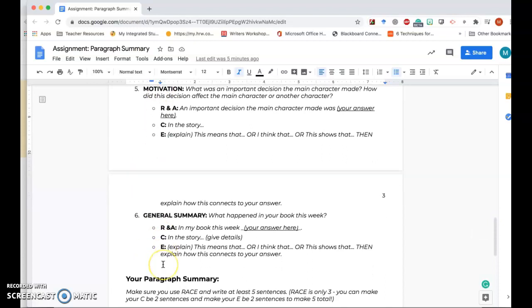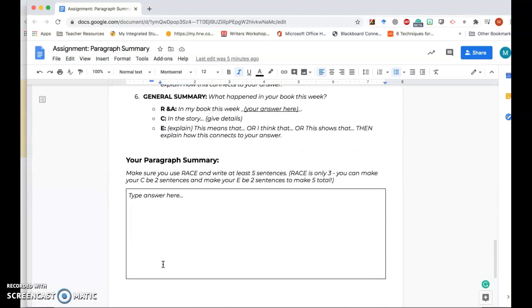You have 6 options. And you're going to write your answer here. Again, make sure it's only a total of 5 sentences. And then you're going to submit this whole document on Schoology, and I'll check your answer in this space here.